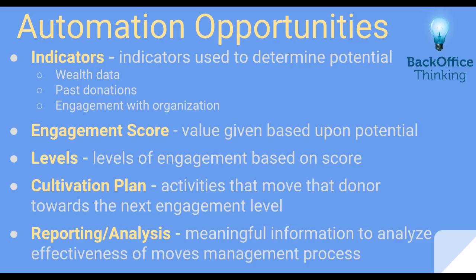Engagement with the organization, how many times have they attended an event? And come up with this engagement score, so it's basically a value given based on the potential. And then based on that engagement score, you can put them in the different giving levels. Once they're in the levels, then you'll have a cultivation plan, which is a set of activities that'll move the donors towards that next engagement level.